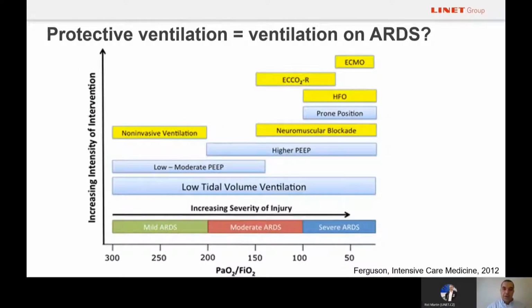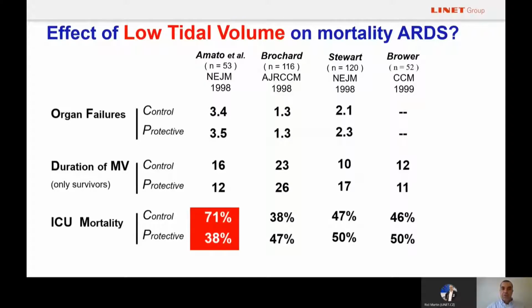On this screen, we can see the light blue boxes, which are established right now as evidence-based medicine. We will talk about the long way to prove low tidal volume as a standard of care, appropriate PEEP level, and prone position. Here on this picture, we can see the 4 studies before 2000, which show us only Amato reduction of mortality with low tidal volume.